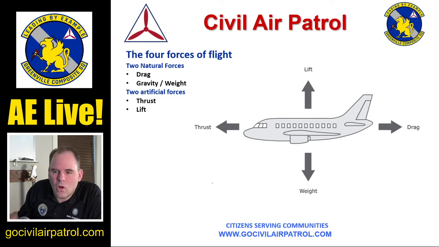So you can control thrust, you can control lift, you can't control drag. You can try to make something smoother, but whatever the drag is, is what the drag is, and it weighs what it weighs. So when you're up in the air, you can't control drag, you can't really control gravity, you can control thrust and lift. Okay.